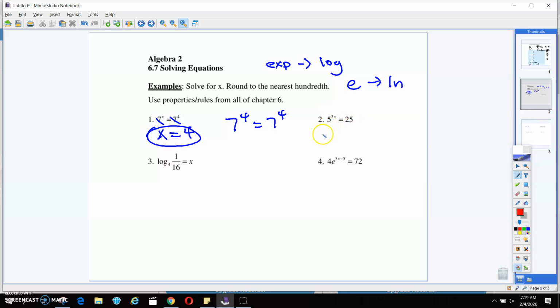So over here, on number 2, our bases aren't the same. But we can change 25 to have a base of 5. Okay, I'm going to say that again. We can change 25 to have a base of 5. So what can I raise 5 to in order to get 25? 2. And I'm going to set that equal to the other side. Now, are the bases the same? Yes. So I can cancel out the bases and I can set the exponents equal to each other.